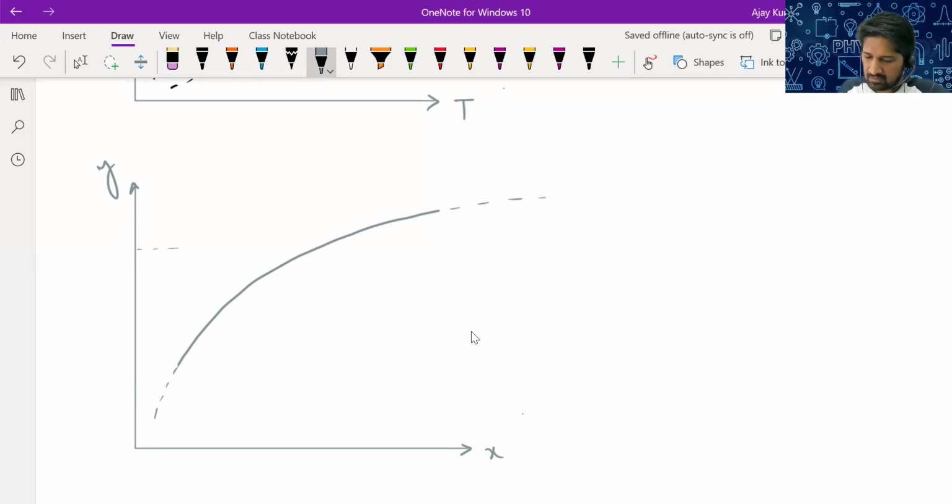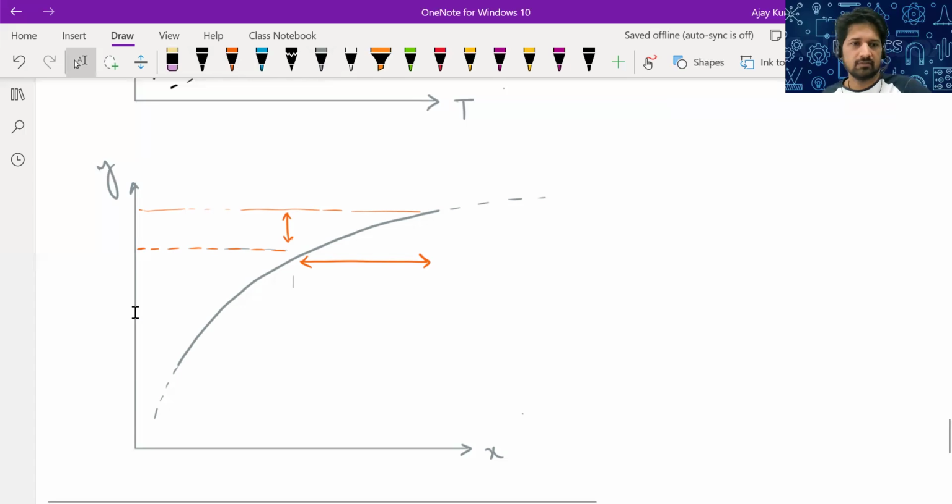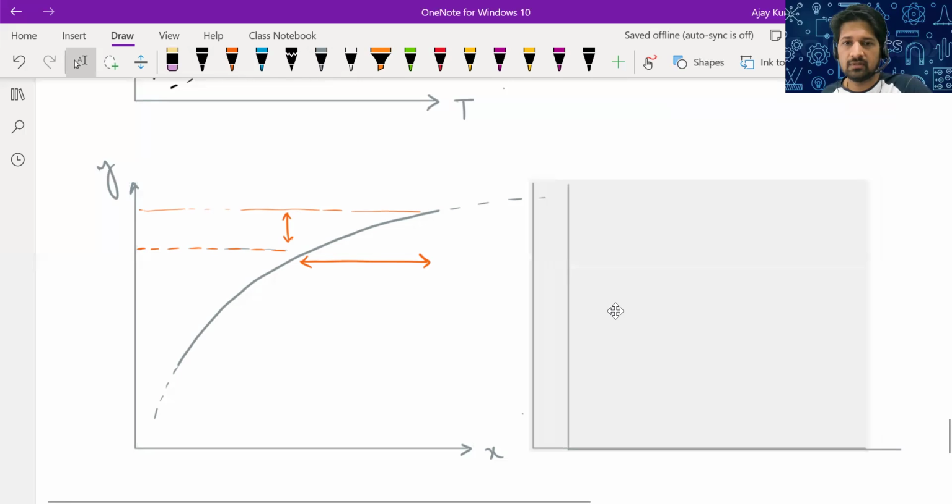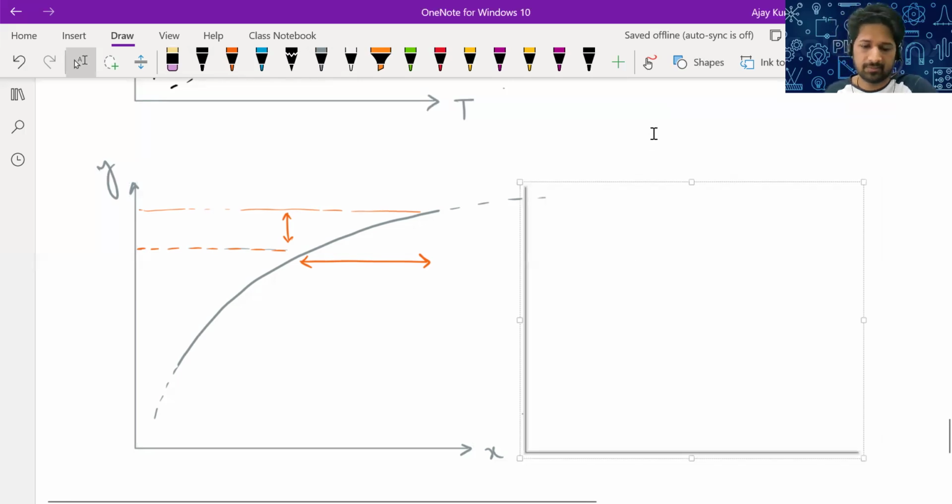What does that mean? That means even for a small change in Y, okay, this is a small change in Y, there will be a large change in X as you go to higher and higher values. That is what it means. Suppose you have the other graph, okay, or suppose you draw the graph the other way.